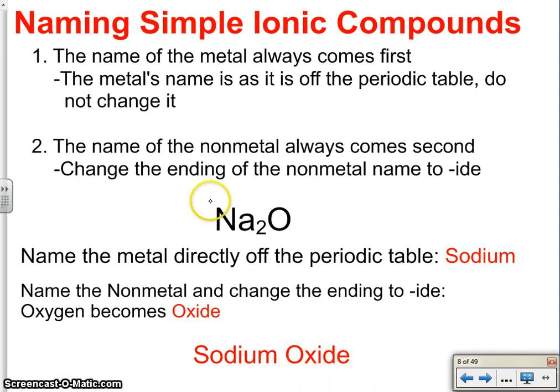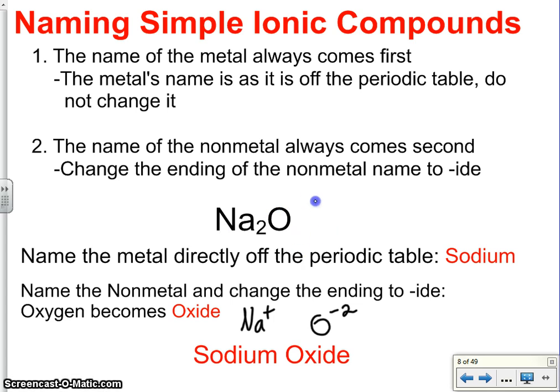So Na2O is sodium oxide. Notice I'm not saying anything about the 2 in my compound. That's because I don't have to. Sodium is always Na+1. Oxygen is always O negative 2, which means when I cross and drop these charges, I'm always going to get Na2O when sodium and oxygen combine. So sodium oxide is always Na2O.